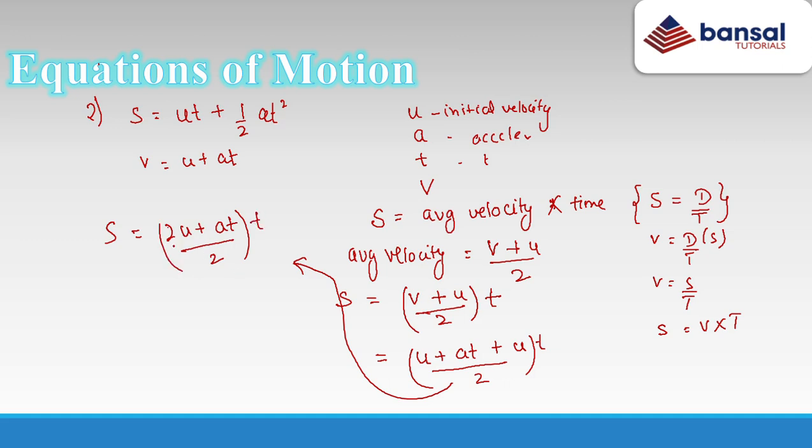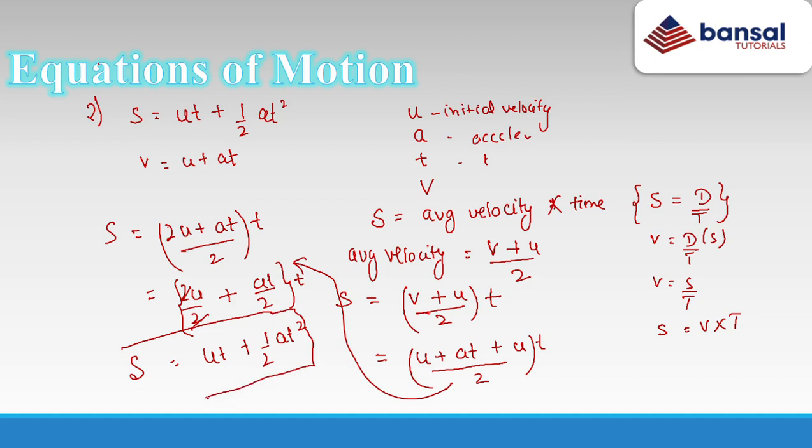So now divide by 2: 2u upon 2 plus at upon 2, into t. The 2 cancels out, so u multiplied by t, ut plus 1 by 2 at square. So s is equal to ut plus half at square. This is your second equation of motion.